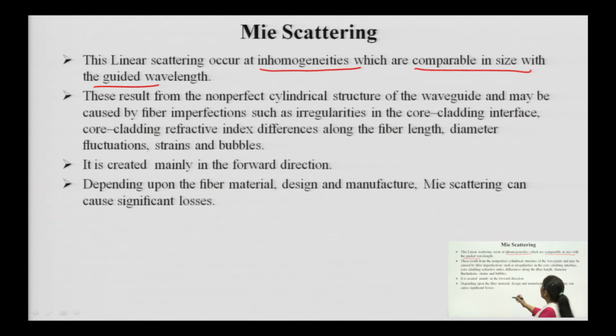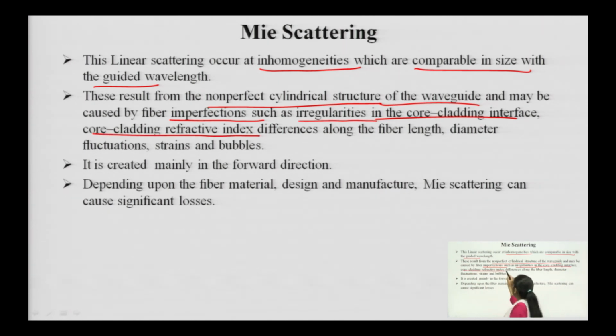Now, this results from the imperfect cylindrical structure. Rayleigh scattering occurs due to density fluctuation or compositional variation, but this particular Mie scattering, which comes under the linear scattering and follows the linear principle, occurs due to imperfect cylindrical structure of the waveguide and may be caused by fiber imperfection such as irregularity in the core cladding interface, core cladding refractive index difference along the fiber length, diameter fluctuation, strains and bubbles.